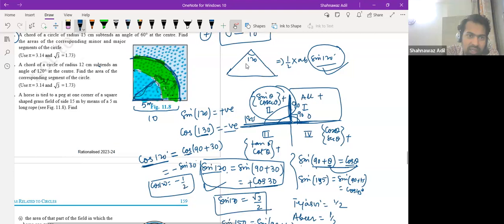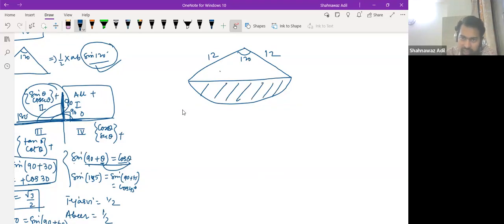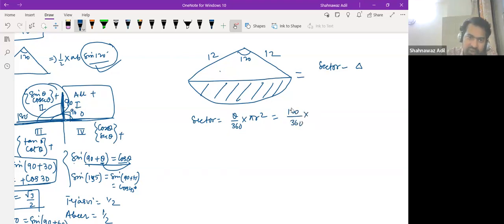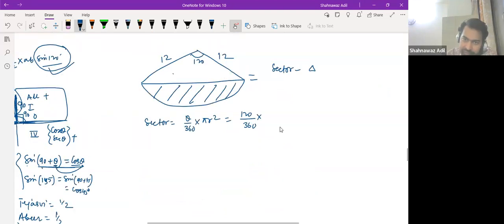Okay, so we have this chord in a circle of radius 12 centimeter, right? So we have this chord, and this angle is 120, radius is 12, and we have to find the area of this segment, right? So this would be sector minus triangle. The sector is theta by 360 times pi r square, which is 120 by 360 times pi, taking pi as 3.14, times 12 into 12. So this is 3, this is 4, so this is 48 pi.